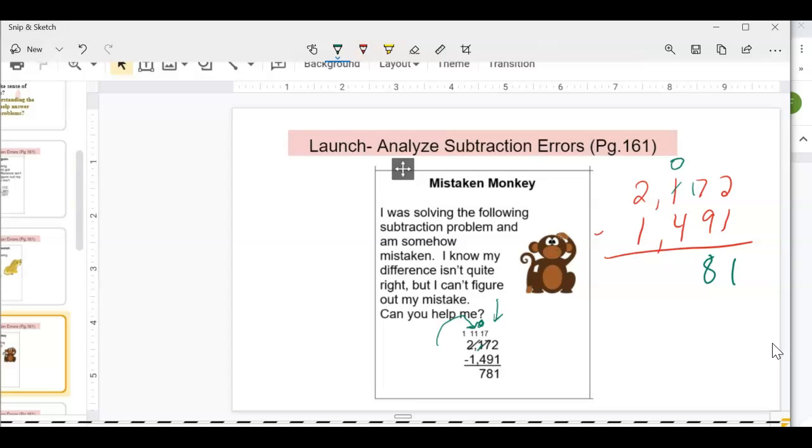And now 0 minus 4, you cannot do that. So you have to go to the thousands place to ungroup. That becomes 1. This becomes 10 in the hundreds. So we have our same correct answer here, 681. So the mistake was with the hundreds column right here, okay?